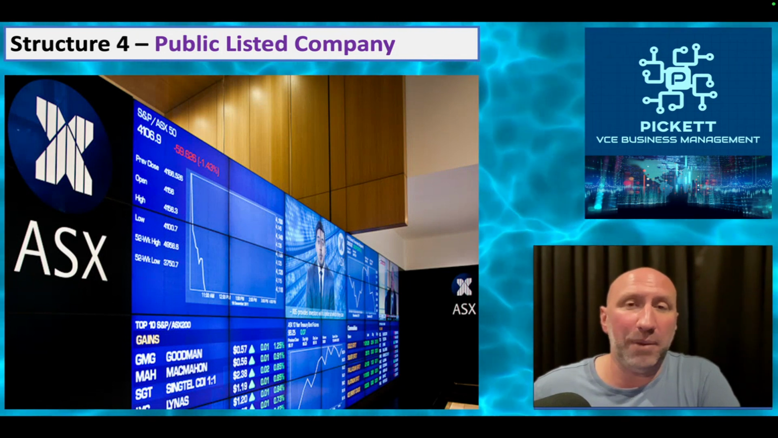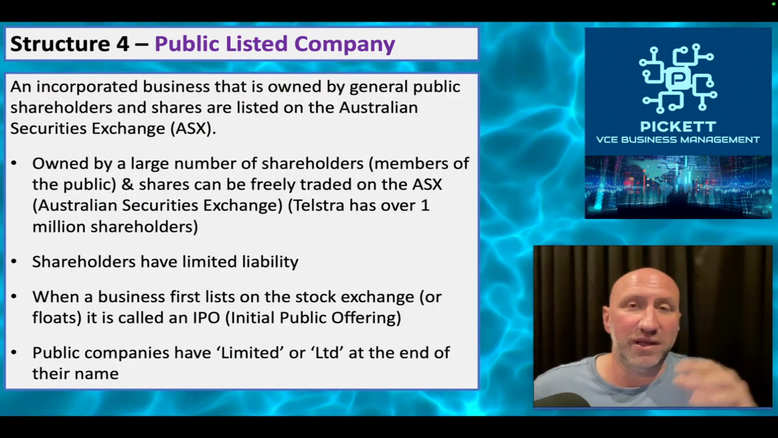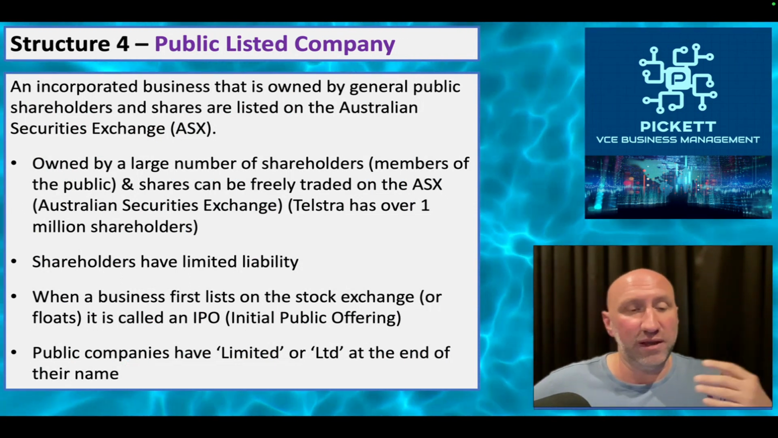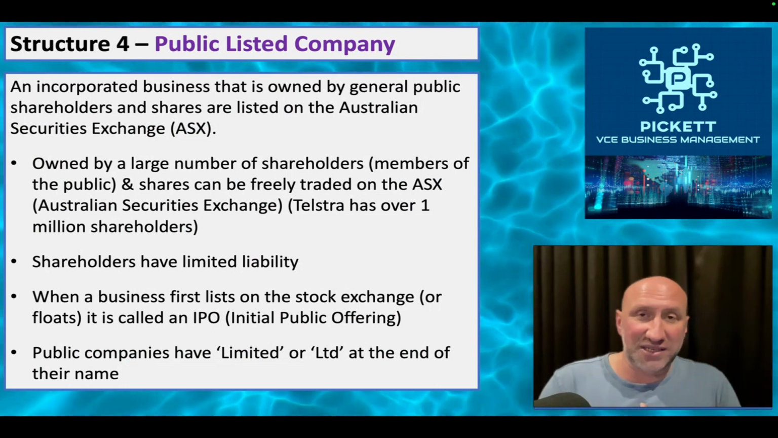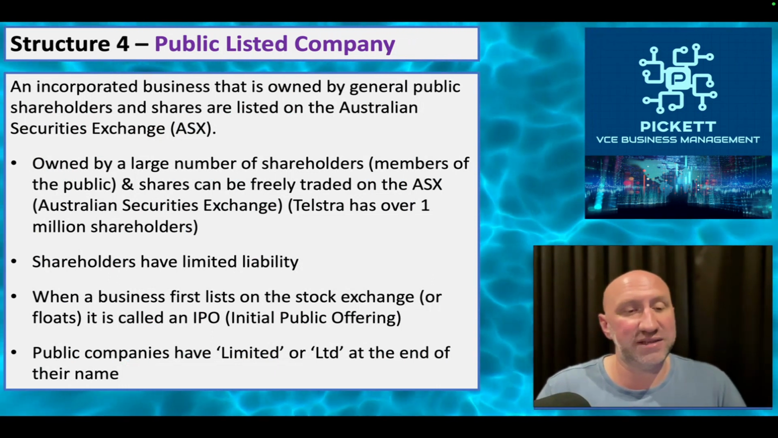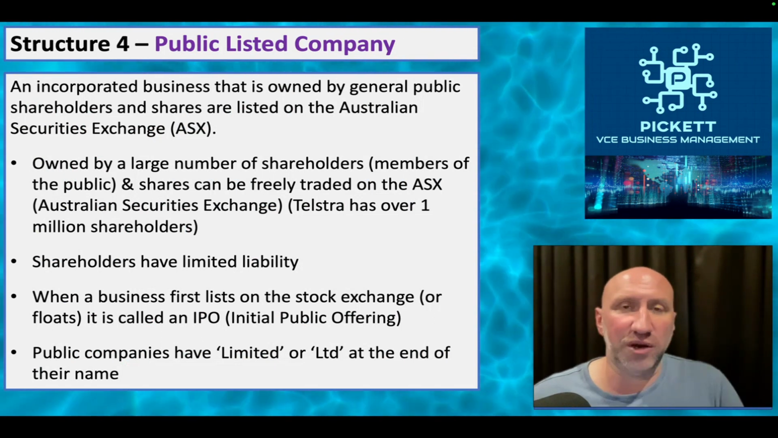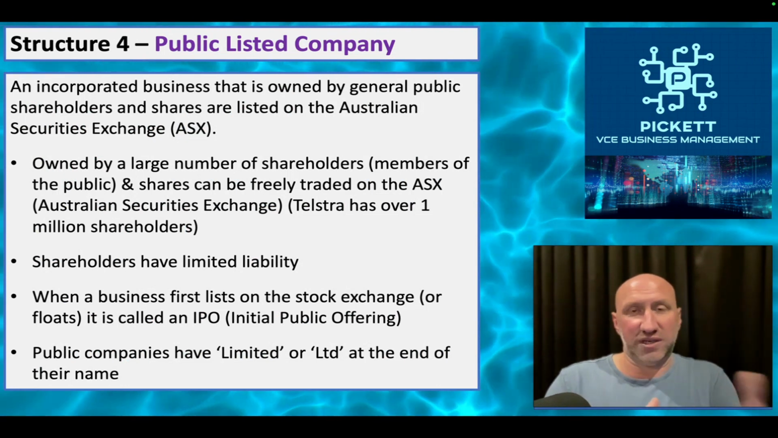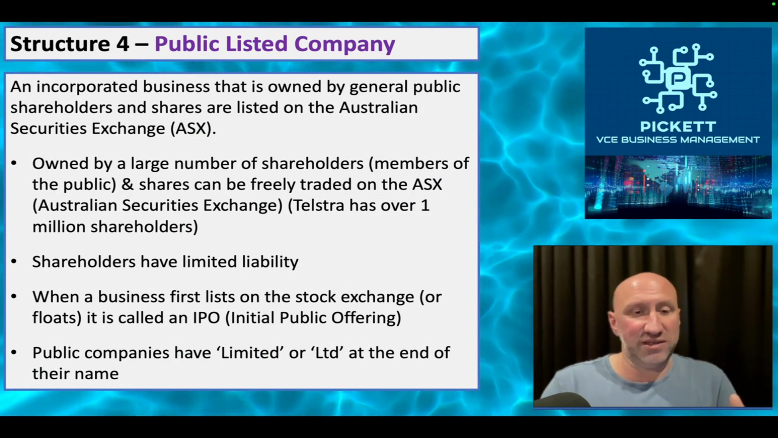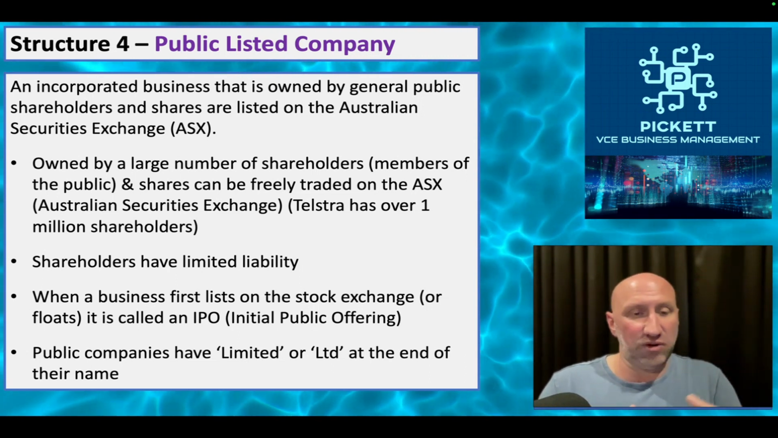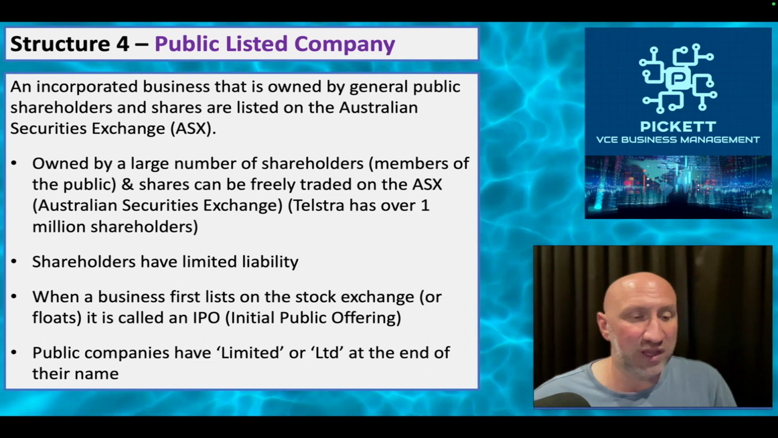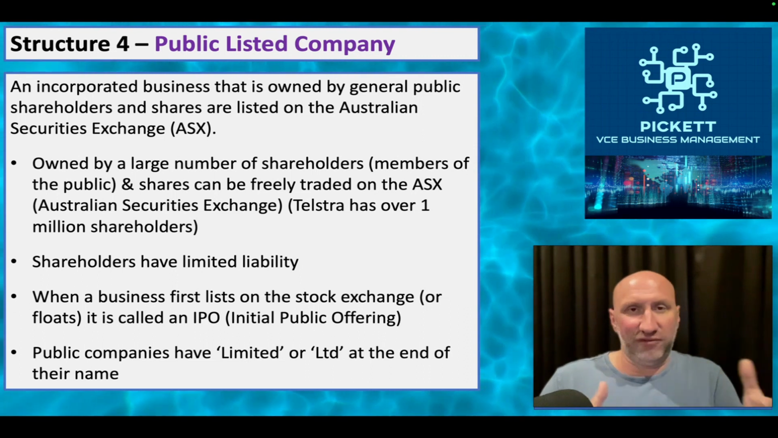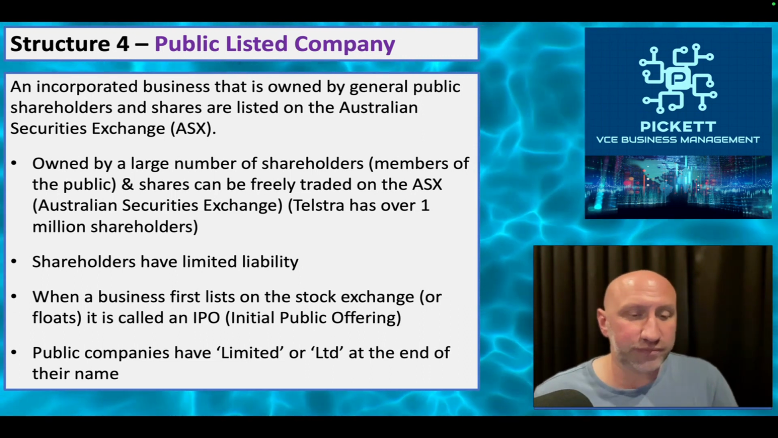Okay, structure 4, a public listed company. Now, this one, an incorporated business that is owned by the general public. These are called shareholders, and the shares are listed on the Australian Stock Exchange, the ASX. Owned by a large number of shareholders who are members of the public. So once you turn 18, you can go onto the ASX website and you can buy shares in any business which is listed on the ASX, or in other words, any public listed company. Telstra, for example, has over 1 million individual shareholders. Okay, a lot of Australians own Telstra shares.